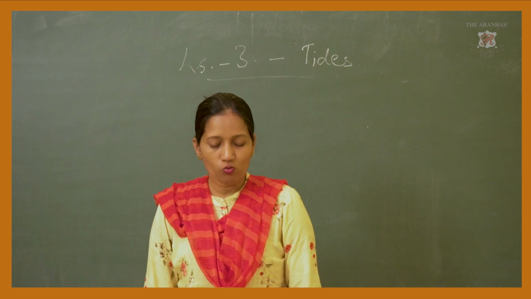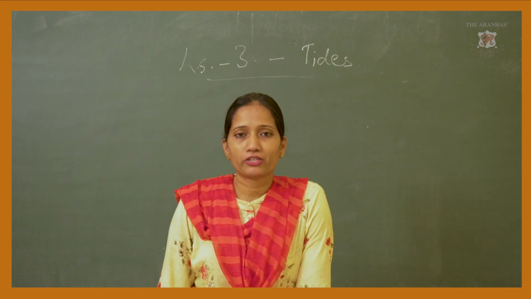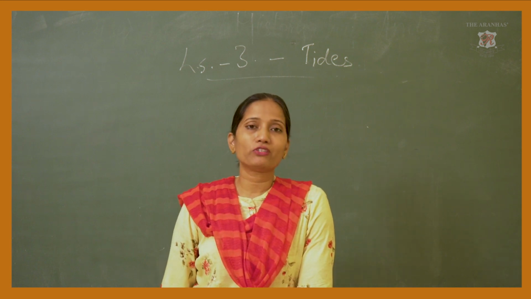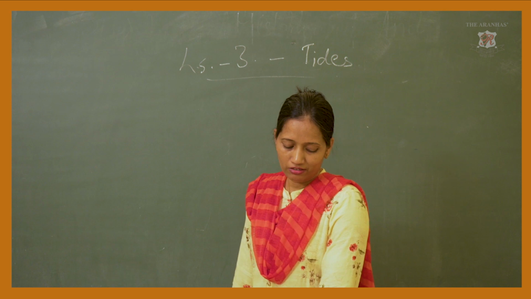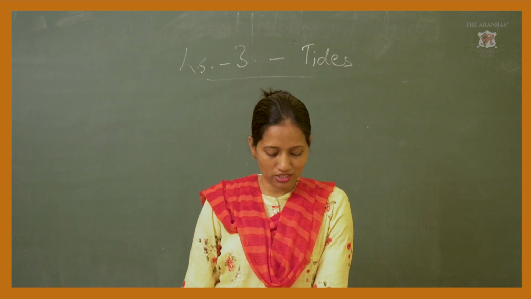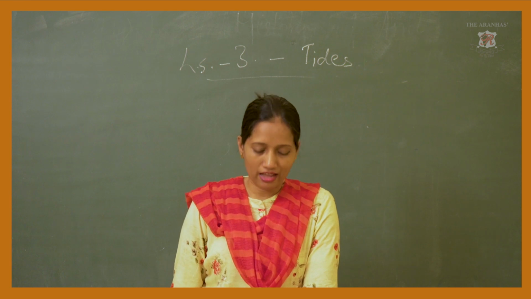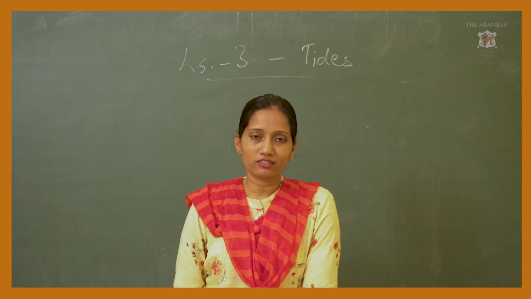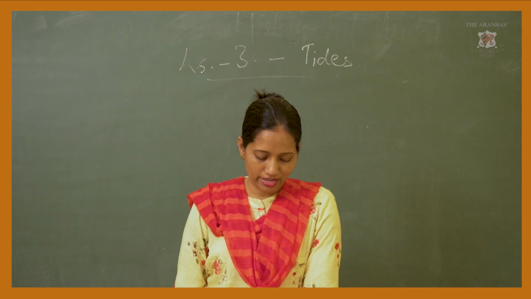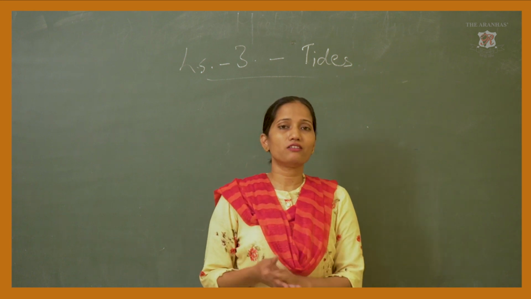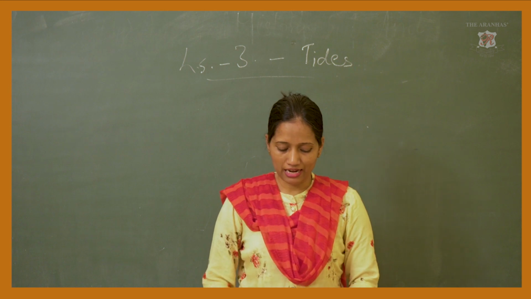Okay. Now what are the effects of tides? Before this we have done intertidal range. What is the intertidal range? It is the difference in the water level of the high tide and the low tide, and that is called the tidal range. Okay. Then we started with effects of tides.